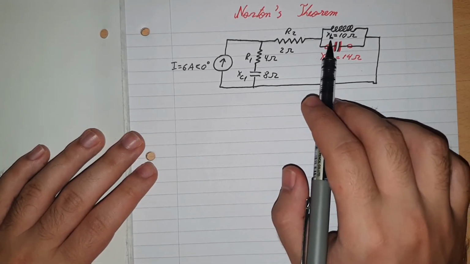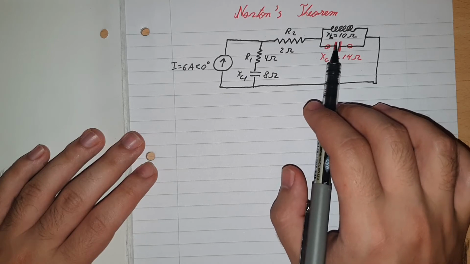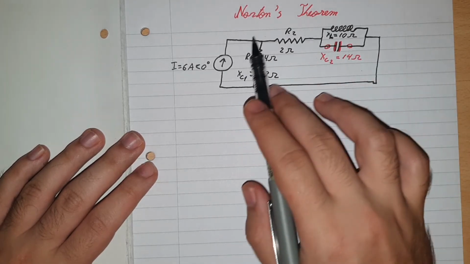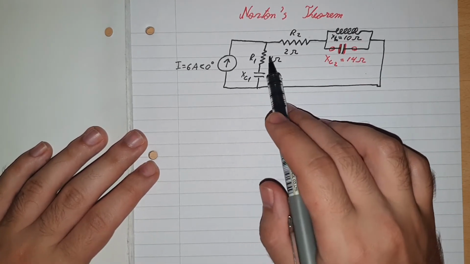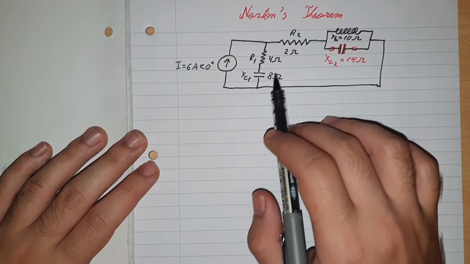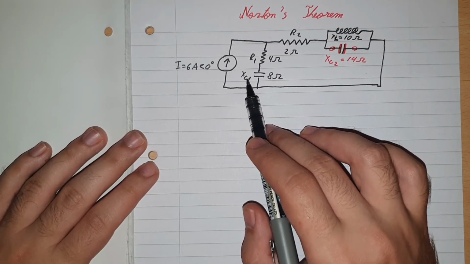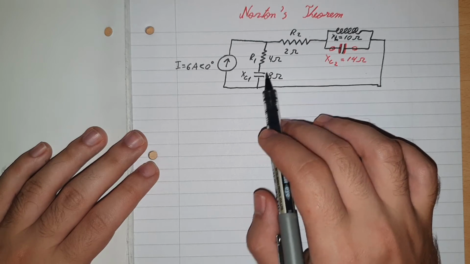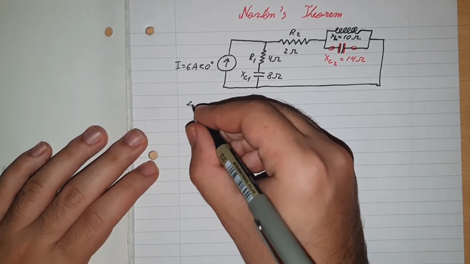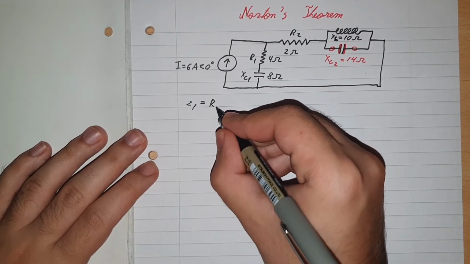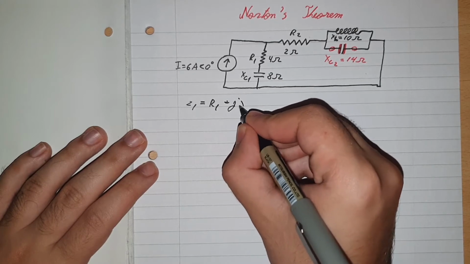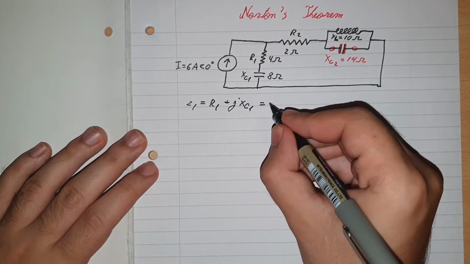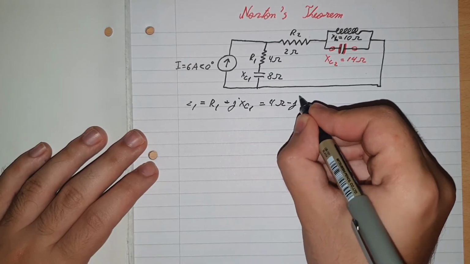Now, because this is the component I want to know, then we need to find out the entire circuit. So we can make these 2 values, R1 and XC1, into one Z value. So then Z1 would be equal with R1 minus JXC1. That would be equal to 4 ohms minus J8 ohms.